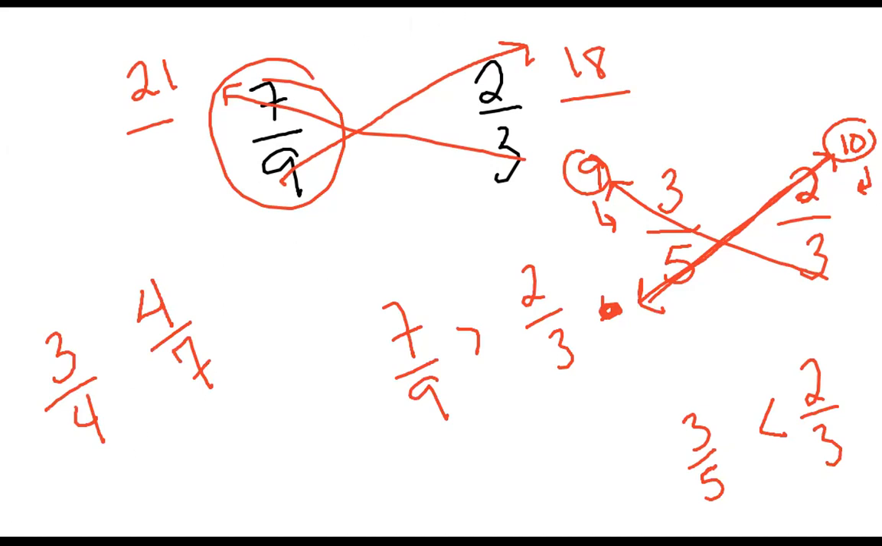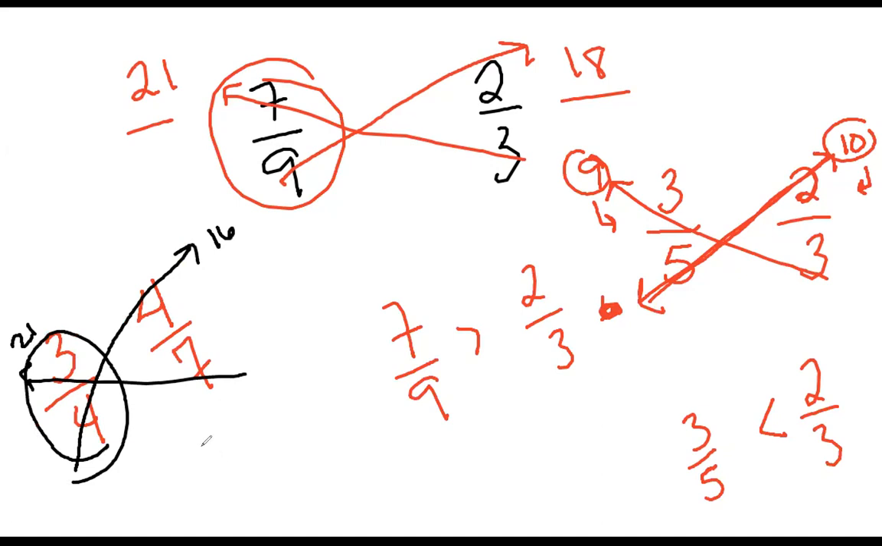I used to think it was top to bottom. In this case, I'm going to go 4 times 4, which is what? 16. 7 times 3, which is what? 21. So which fraction is bigger? 21. 3/4. Yep, so 3/4 is greater than 4/7.